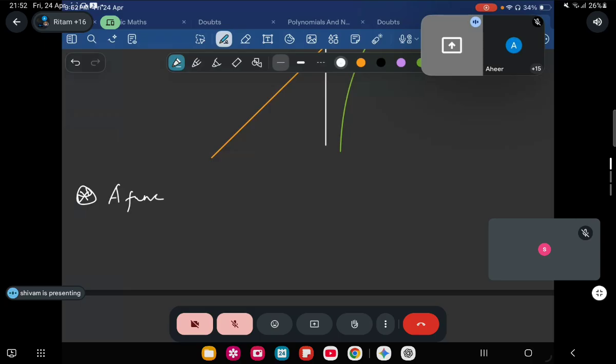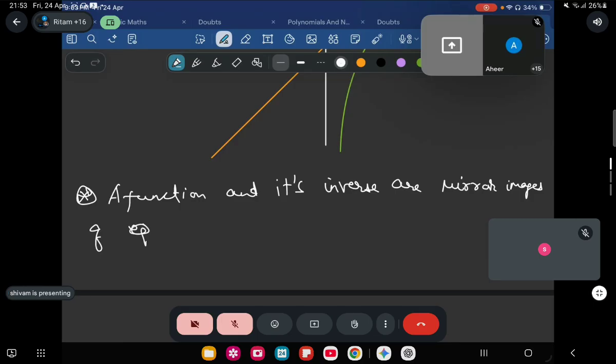Next, a function and its inverse are mirror images of each other over the line y equal to x.